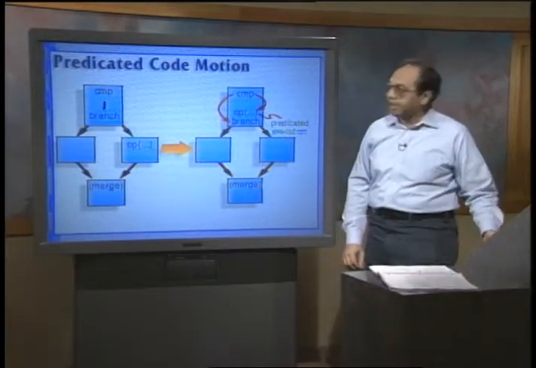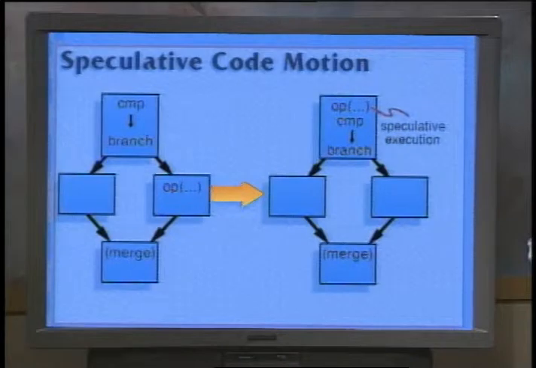Finally, we might move this operation not only past the branch but beyond the compare. And at that point, it stops being predicated execution, and it is now a speculative execution. Because we do not at this point know whether this operation should be executed or not. We do not have the predicate that is needed to control it. So it will get executed regardless of whether flow of control goes one way or the other. And that is the definition of a speculative instruction.